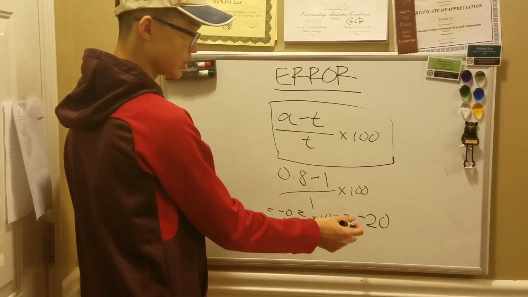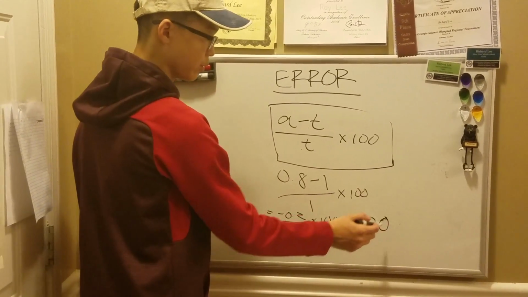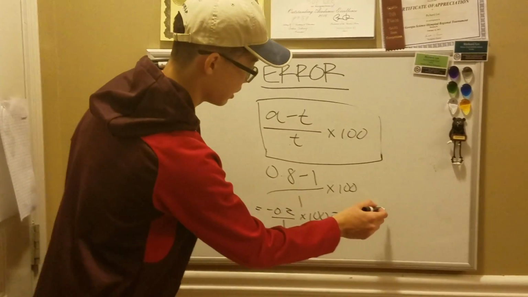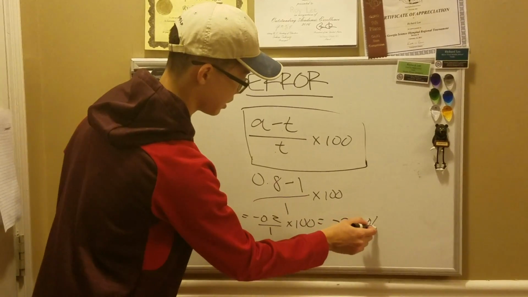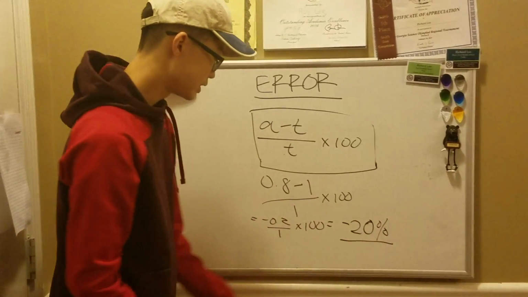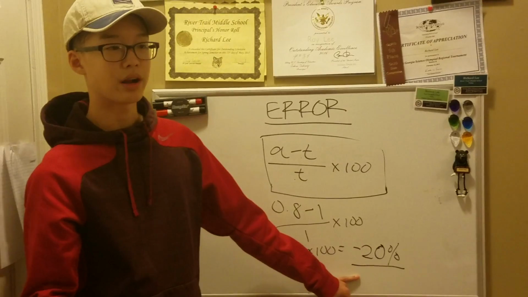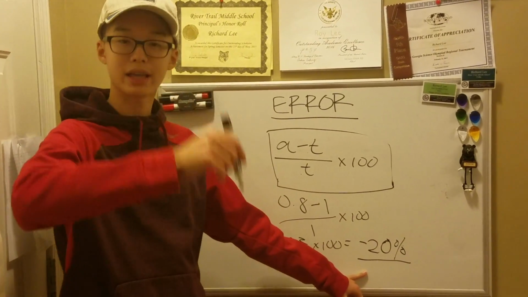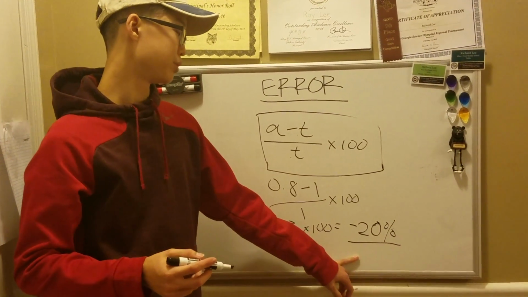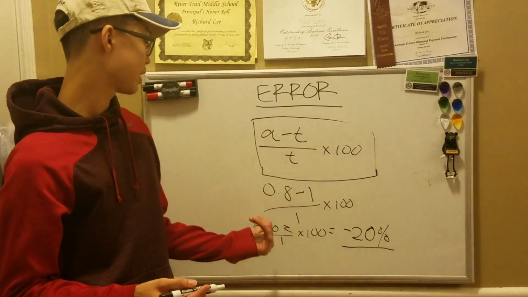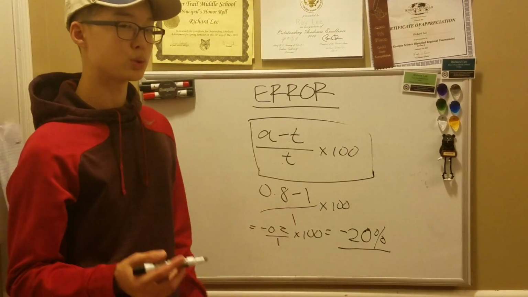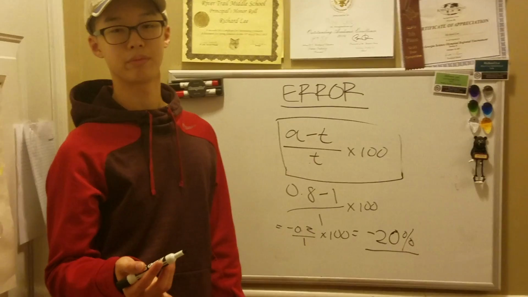So what is this negative 20 representing? Well, this negative 20 is negative 20% error. Basically, this is saying that our actual value was 20% less than the theoretical value we were supposed to get, which is saying that 0.8 is 20% less than 1 gram.